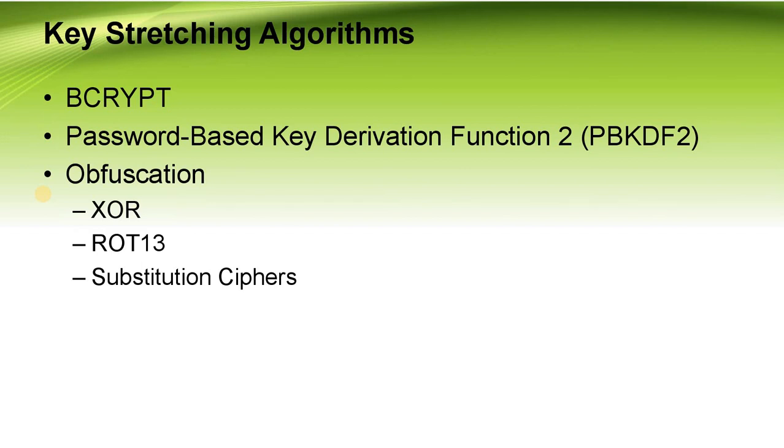Obfuscation is the purposeful hiding of the meaning of communications. By itself, obfuscation is weak, because once the algorithm used for hiding is discovered, the protection is gone. But it still has uses in increasing the complexity of solving the hidden message problem.